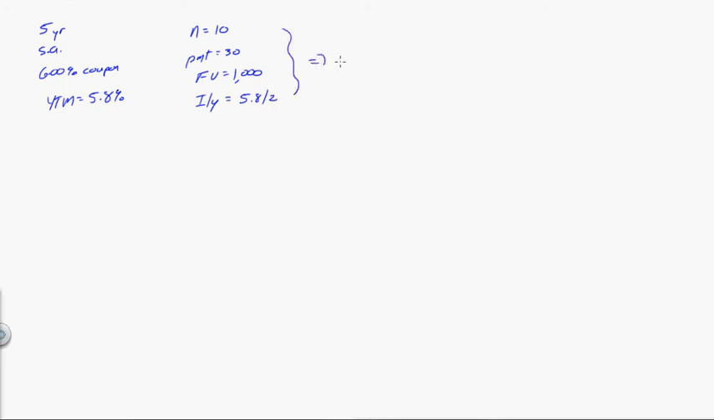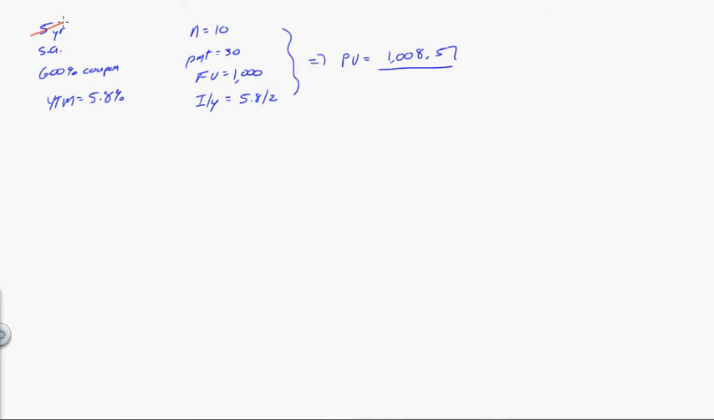Plug all that in. It's going to be present value. That present value is going to be higher or lower than 1,000. Well, the yield is below the coupon. So interest rates went down, bond prices went up, so this has to be more than 1,000, and sure enough it comes out to be 1,008.57.